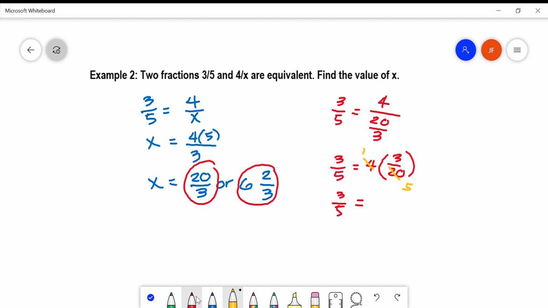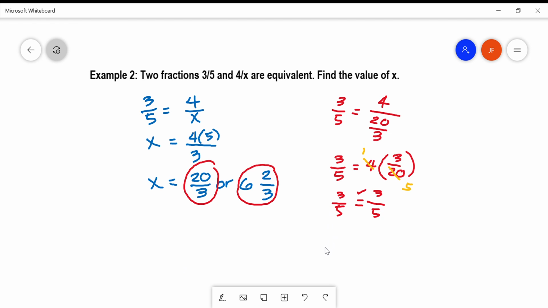Okay. Now we can continue in computing this equation. So we have here 1 times 3 is 3, and over 5. As you can see, our equation is balanced or correct. When the equation is balanced or correct, we can say that the value of x we have solved is correct. Okay.